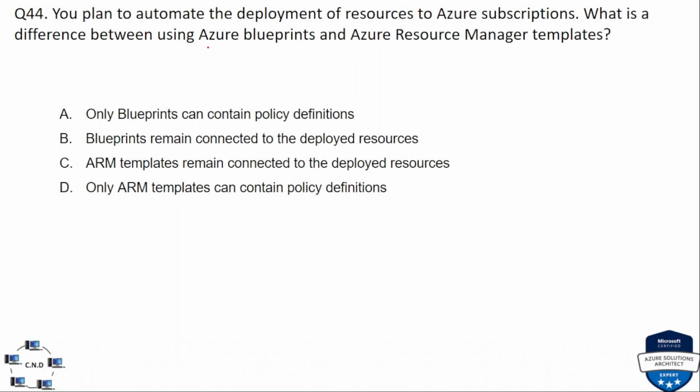Question number 44 is that you plan to automate the deployment of resources to Azure subscriptions. What is the difference between using Azure Blueprints and Azure Resource Manager templates? And the options are: A. Only blueprints can contain policy definitions. B. Blueprints remain connected to the deployed resources. C. ARM templates remain connected to the deployed resources. And D. Only ARM templates can contain policy definitions. And the correct option is that the blueprints remain connected to the deployed resources.